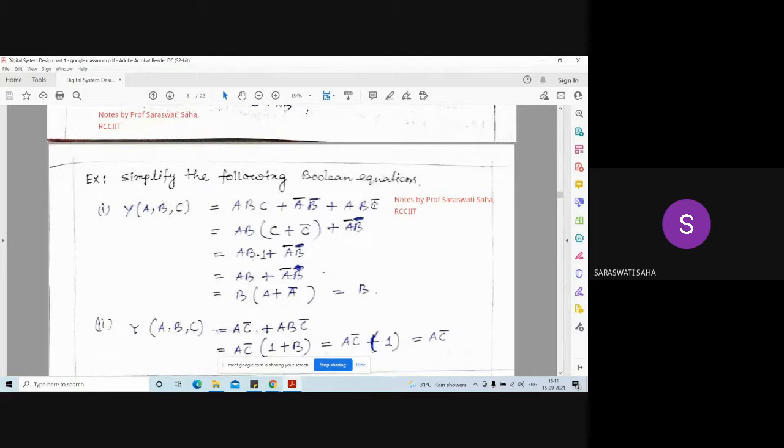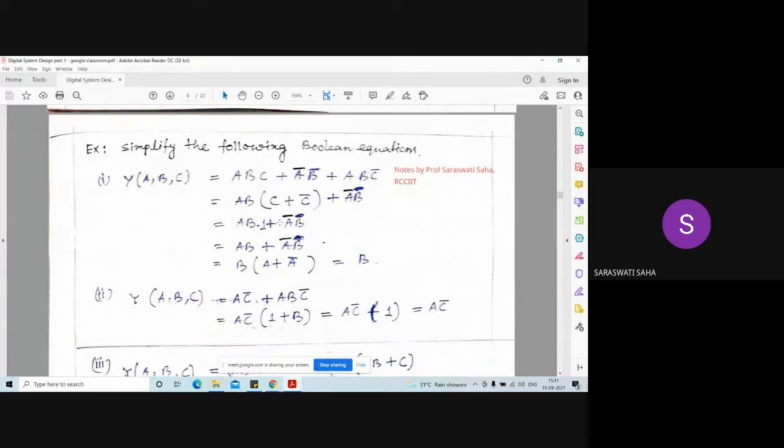First consider these 2 terms, ABC and ABC bar. Then take AB as a common term. Then you will get C plus C bar here, plus A bar B, right? From C plus C bar, what is the rule behind this? C plus C bar gives us 1. So it will give us AB dot 1 plus A bar B.